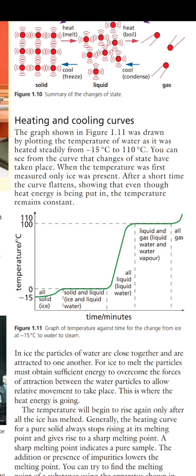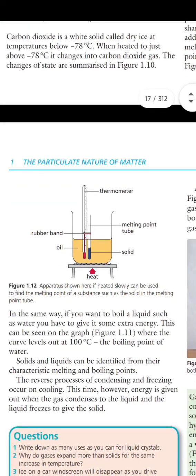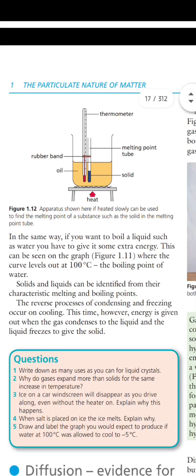Cooling works the same way but in reverse. If you cool steam, it stays at 100 degrees Celsius while it condenses back into water. Then water cools from 100 degrees Celsius to 0 degrees Celsius. Then at 0 degrees Celsius, the temperature stays the same while water freezes into ice. After freezing, the ice cools below 0 degrees Celsius. During condensation and freezing, energy is released.